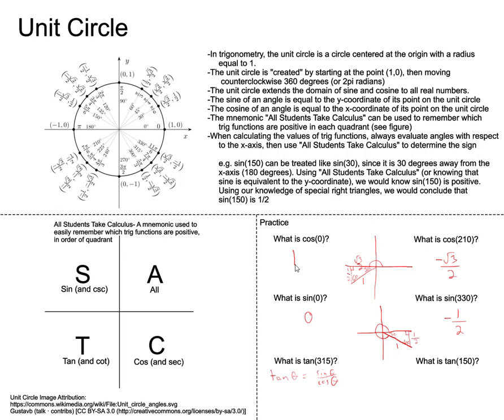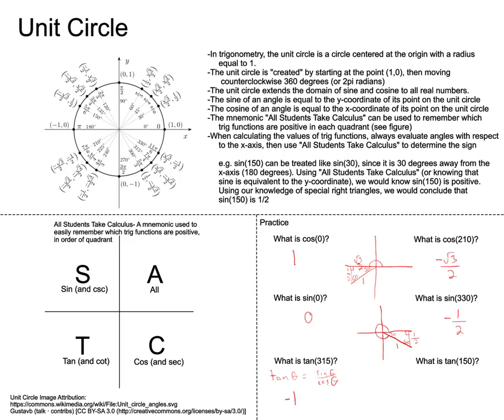With a 45, 45, 90 triangle, we know that sine and cosine have to be the same. So that means we're taking a value over itself, so that means the tangent of that has to be 1. Of course, we're in the 4th quadrant, so using all students take calculus, we'll notice that in the 4th quadrant only cosine is going to be positive, so this has to be negative 1.